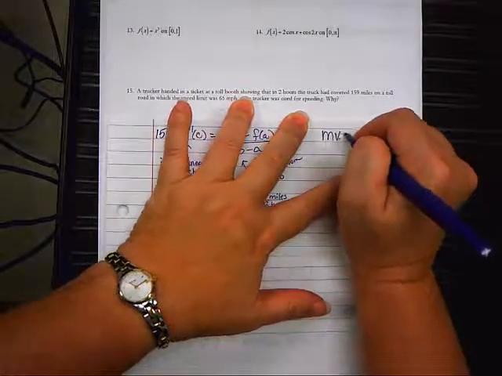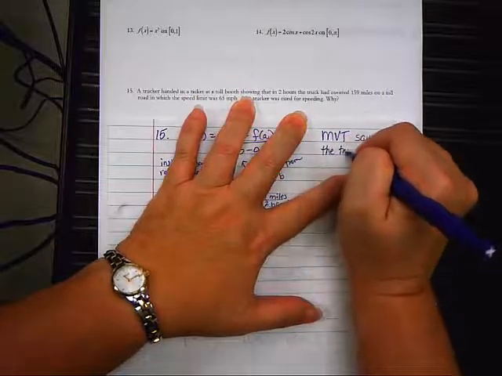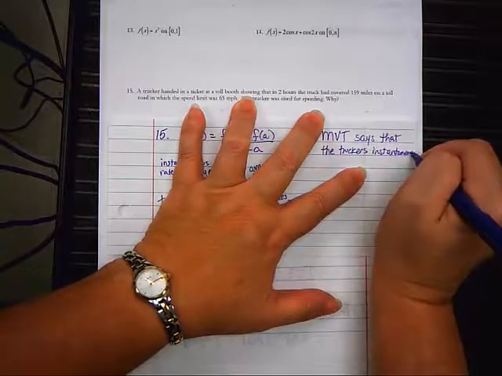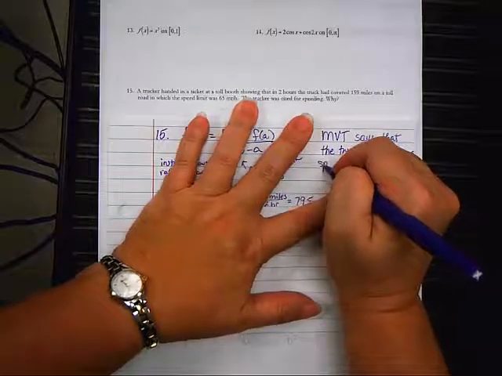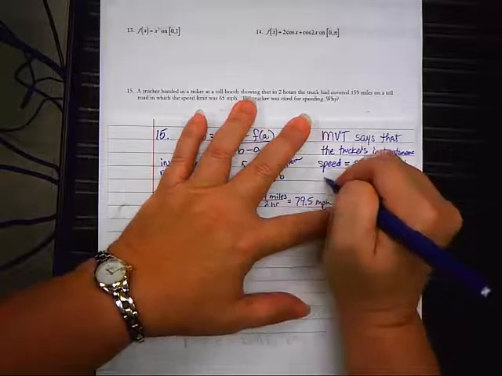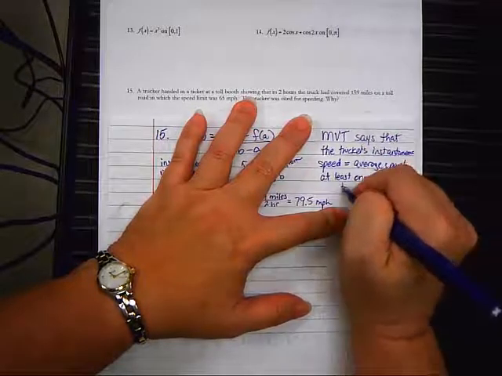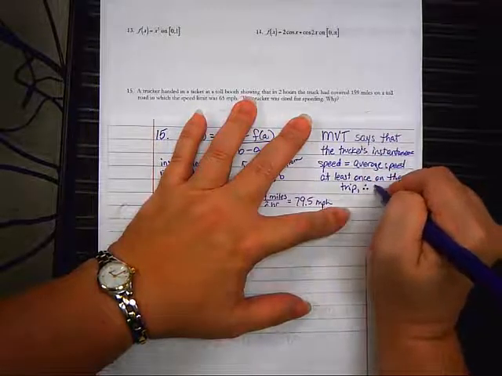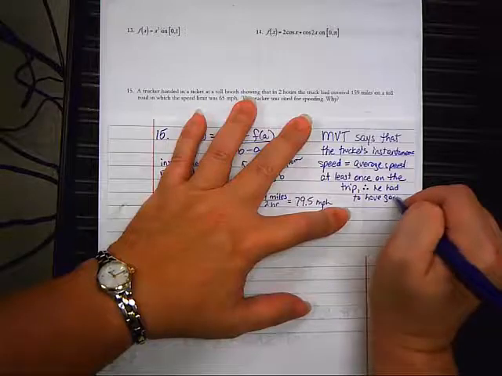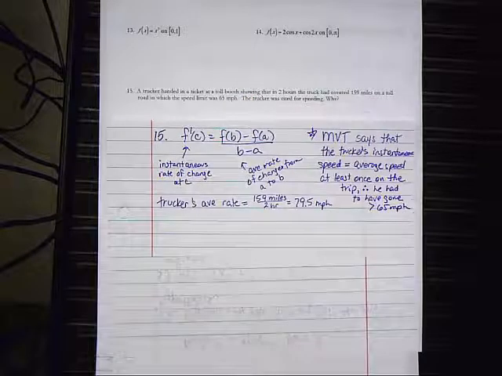Okay, so the mean value theorem says that the trucker's instantaneous speed had to equal his average speed at least once on the trip. That, therefore, he had to have gone more than 65 miles per hour. So that's basically the answer to that question.